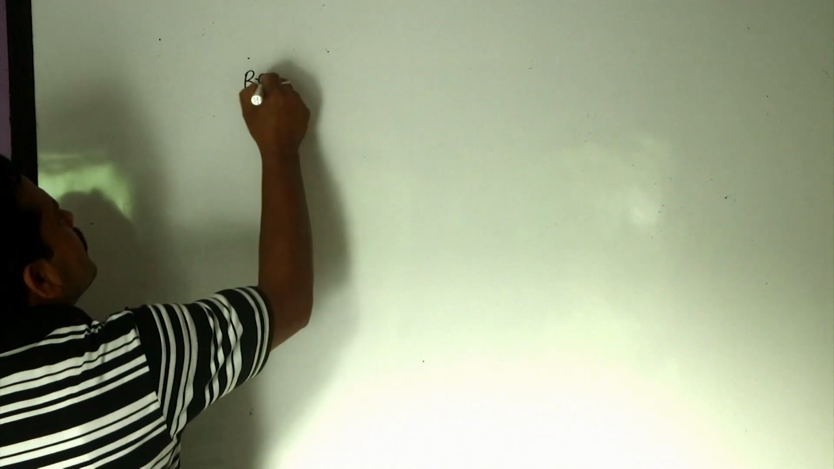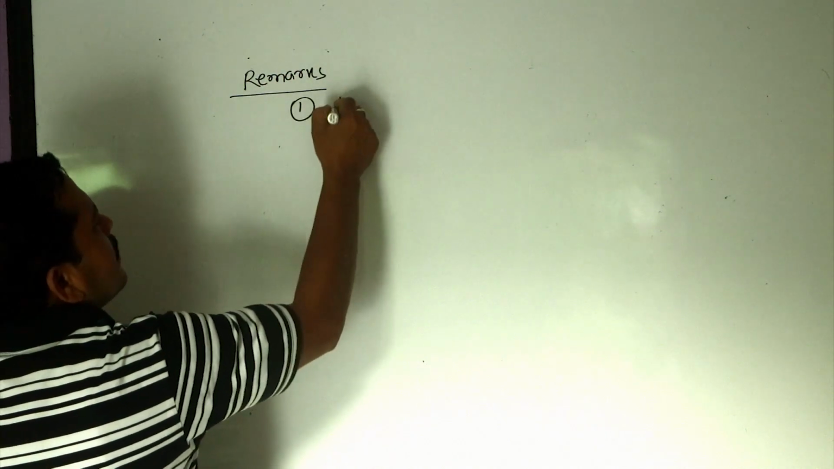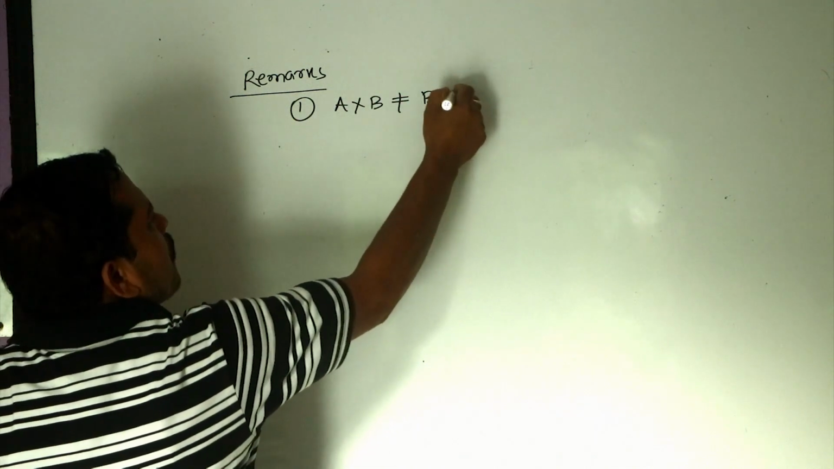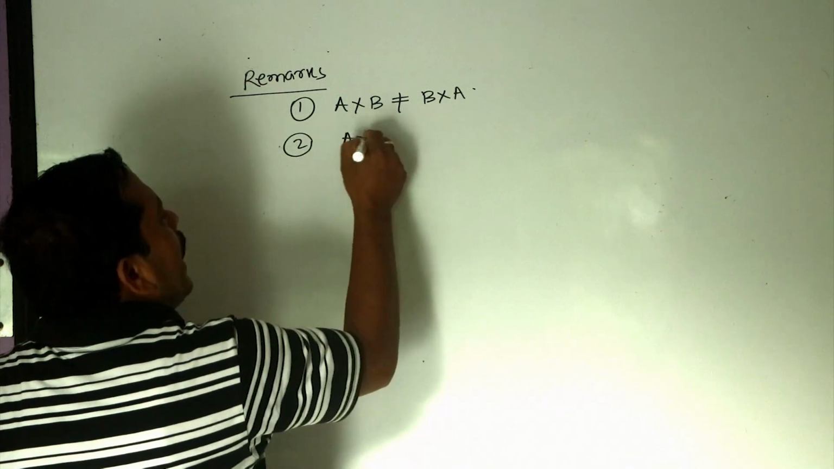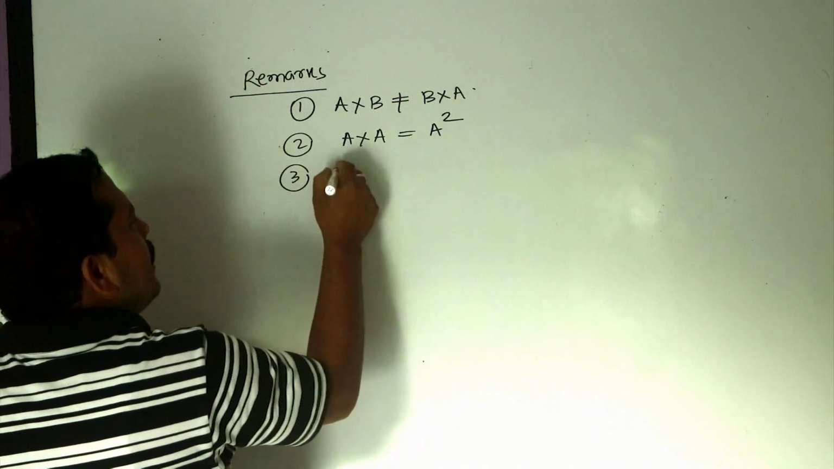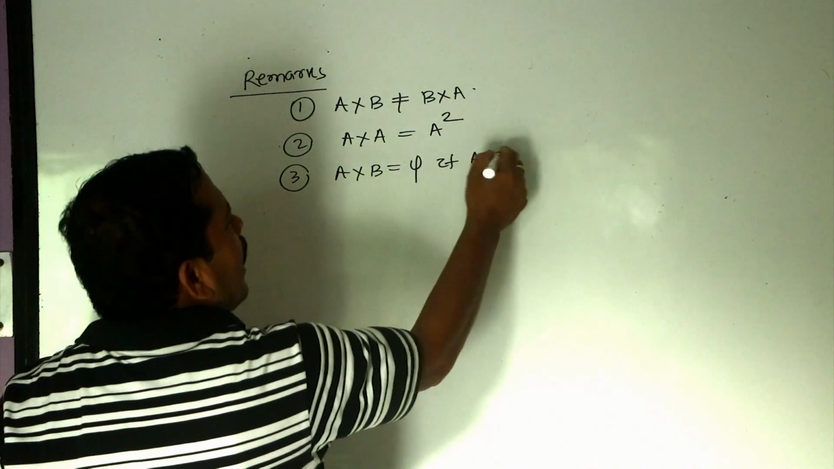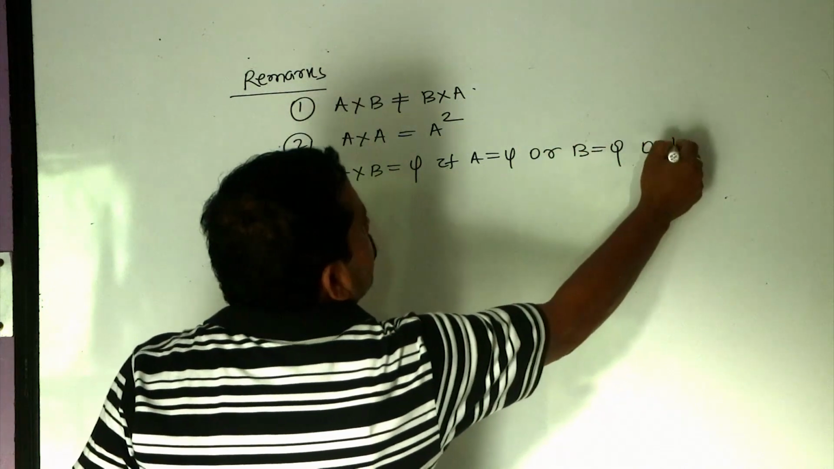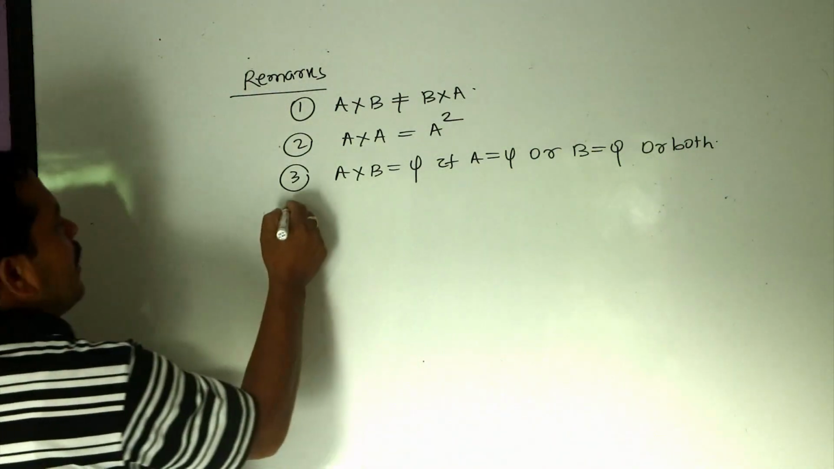Then the remarks. You have to remember these important things. One: A cross B is not generally B cross A. Cross product is not commutative at all. Number 2: A cross A is also written as A square. Number 3: A cross B equals phi if A is phi or B is phi or both. The cross product will be phi if either set is phi, not 0, phi.